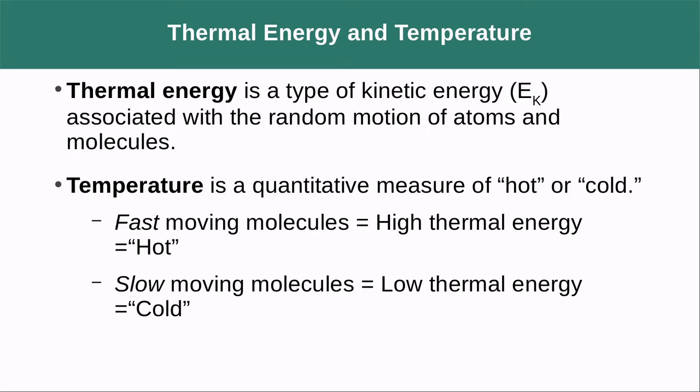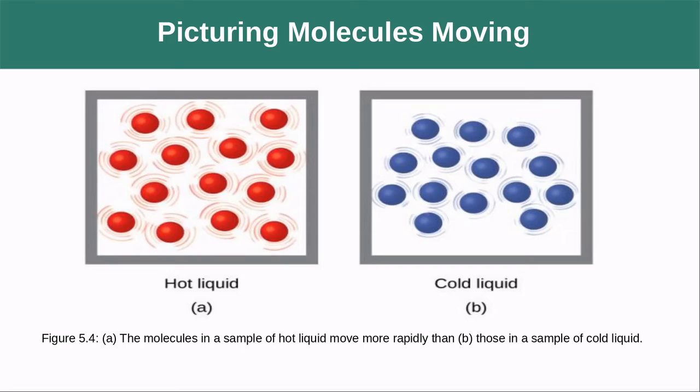And basically, if something is hot, it means it has high thermal energy and the particles are moving really fast. Whereas if it's cold, it has low thermal energy and the particles aren't moving very much. So you can kind of see that in this example where our hot liquid has particles that are vibrating quite rapidly, a lot of them moving around, whereas in the cold liquid, they start to get a little bit closer together and they're not vibrating quite as much as they were before.